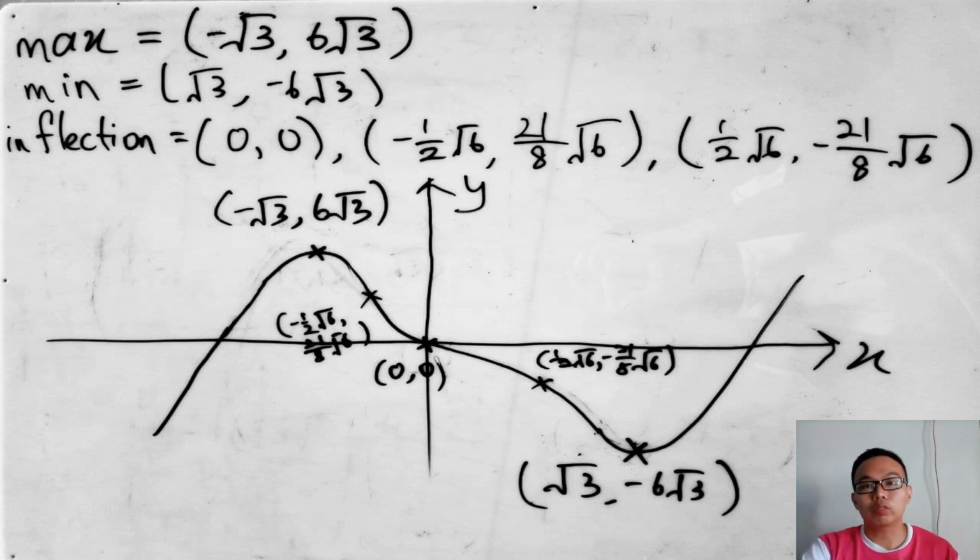So that's all for the solution on how to sketch the function of x power 5 minus 5x cubed.